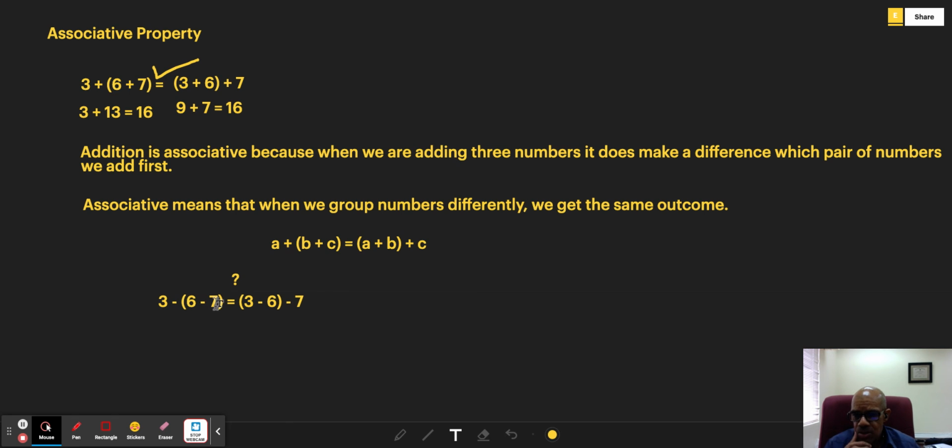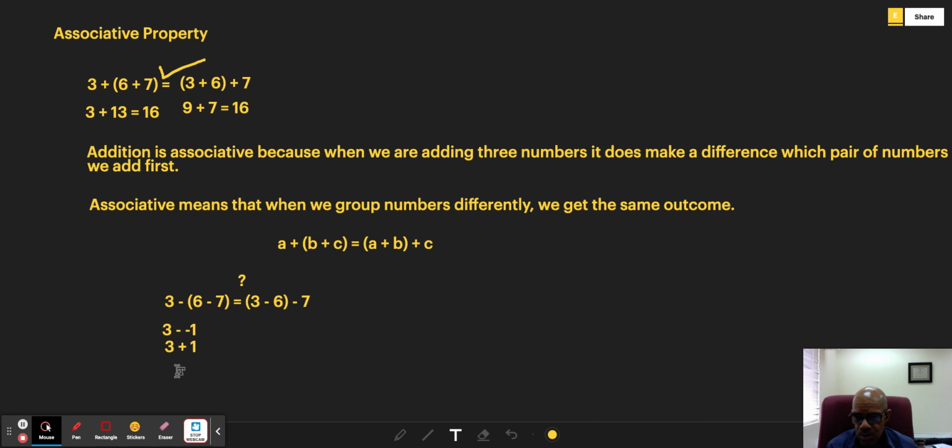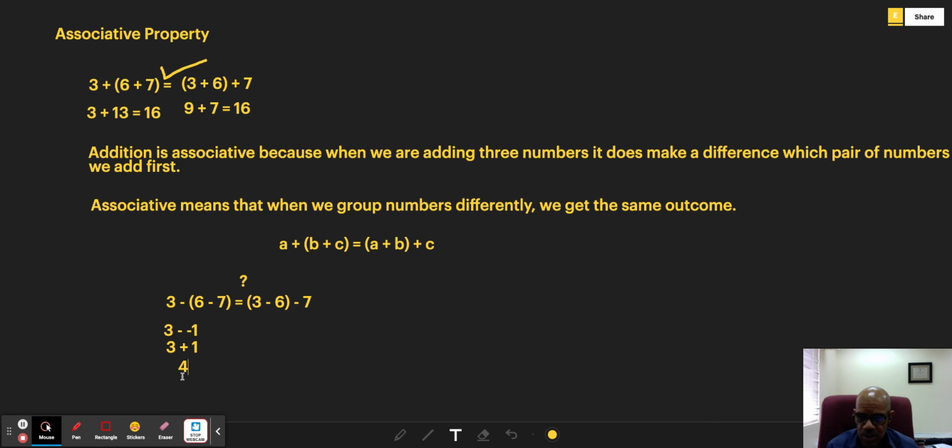Well, let's look at it. 6 minus 7 is minus 1. So we're going to have down here 3 minus minus 1. And that's the same thing as 3 plus 1. And that's just going to be equal to 4. We get 4 over here on this side.